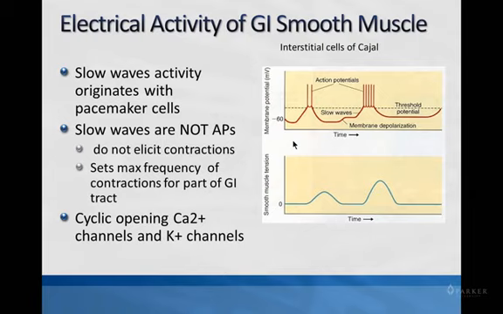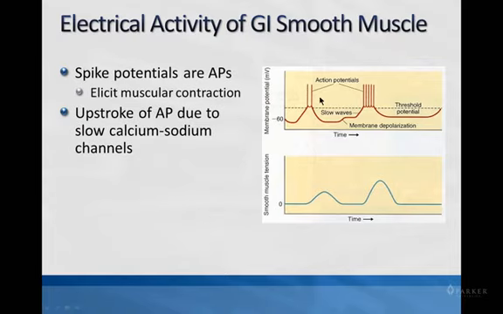Now, we have these slow waves, but you'll notice I have these little things on top of them. These are what we call spike potentials, and those spike potentials are action potentials. So the spike potentials are action potentials. They will ultimately result in contraction of the smooth muscle. So you'll see the smooth muscle tension increasing shortly after the appearance of the action potential.